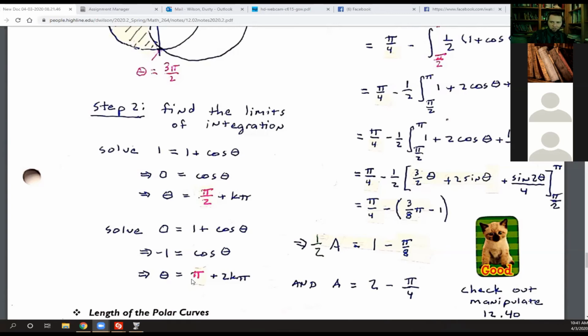So thinking about your question, Melissa, thinking about your question, Titus, does it make a little bit more sense how we found those intersection points and those limits of integration?